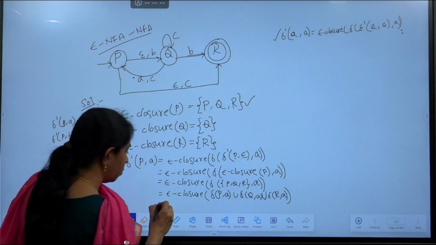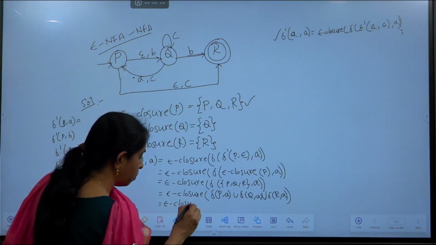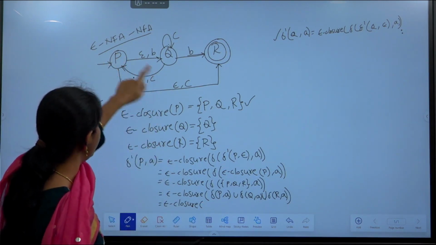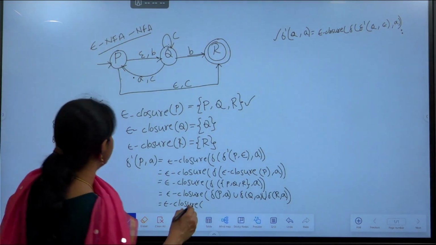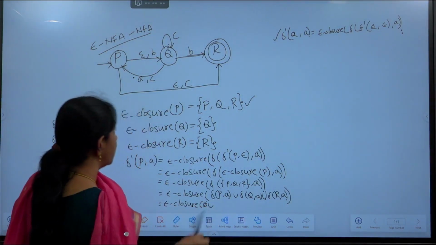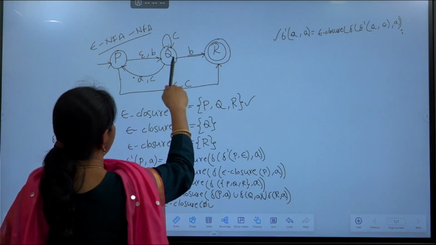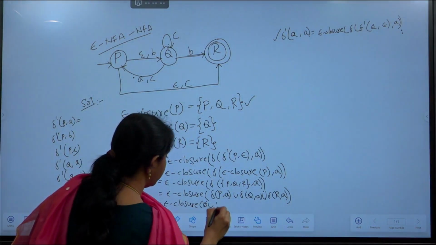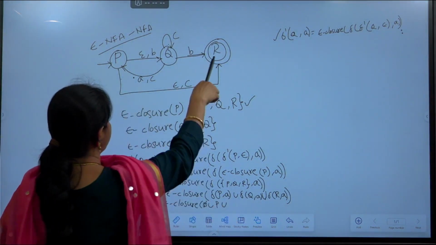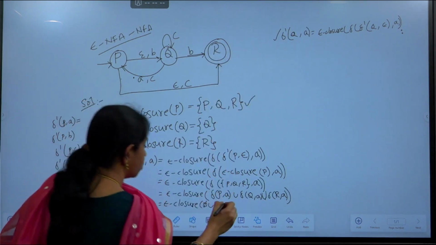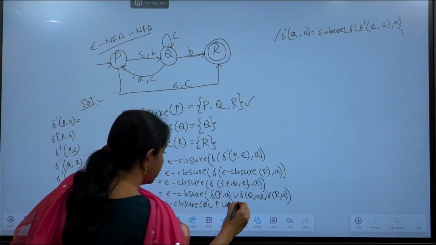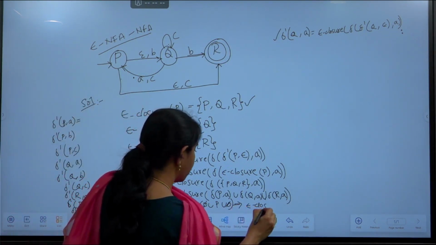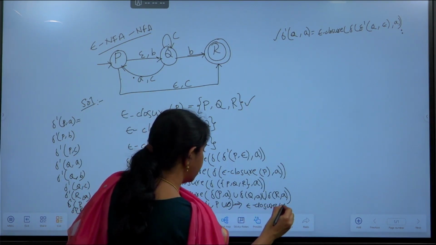Next, we will find the direct transitions from P comma A. P on input alphabet A, we don't have any transition, so just mention it as phi. Next Q on input alphabet A, we have the transition to P, so write P. And from R we don't have any transition, so mention it as phi. That means epsilon closure of phi union P union phi, which is P itself.